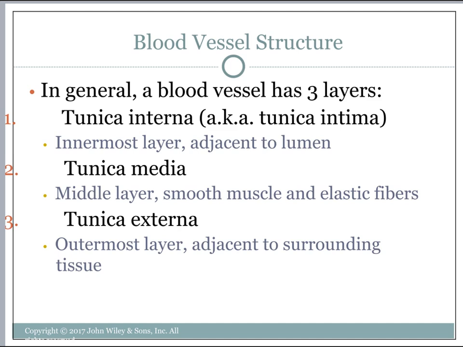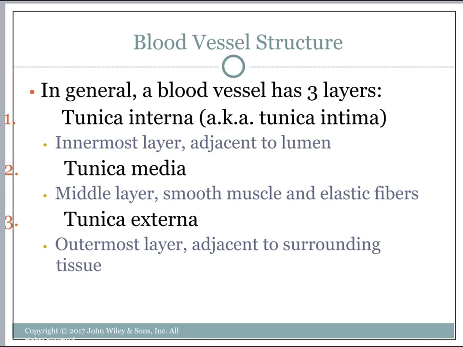Whether we're talking about arteries or veins, the layer names will be the same, albeit the anatomy of those layers may be a little bit different. So those three layers include the tunica interna. It's also known as the tunica intima. This is the innermost layer. It is adjacent to the lumen. It is made up of endothelial cells that are in intimate, hence tunica intima, contact with blood.